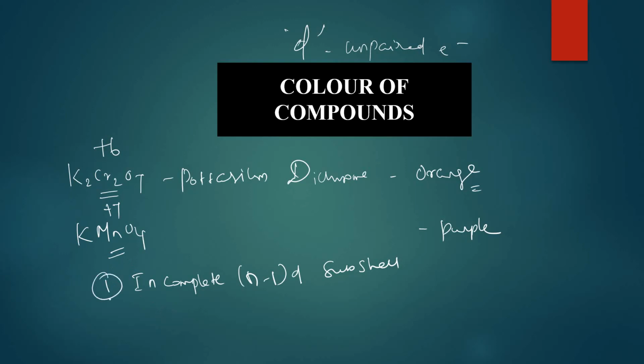First point, we have to remember incomplete d orbitals. Incomplete d orbitals means there will be vacant space in d orbital. Some electrons may be filled and some space left over there. We have already seen the example of scandium, Sc21: 4s2, 3d1. So only one electron is filled here. These remaining spaces are incomplete, vacant. So this is one of the reasons for the color of the compound.